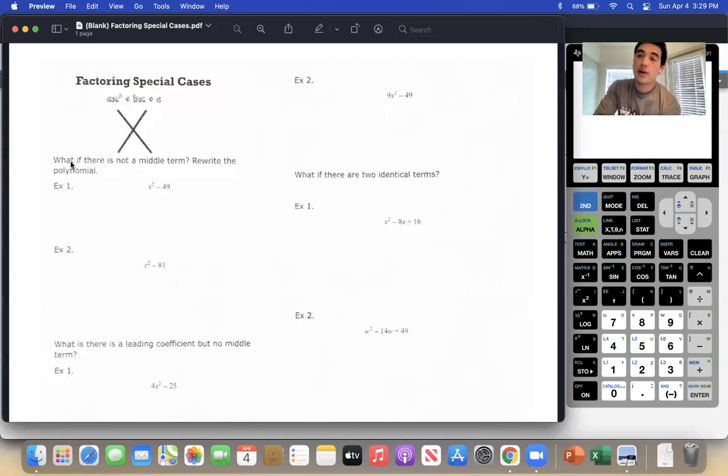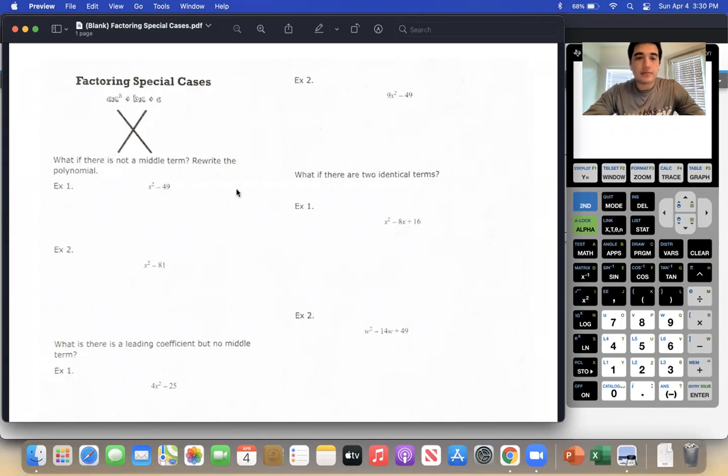term? Most of the polynomials we've been looking at have been trinomials, right? They have an x squared, an x, and then a constant. But if we look here at example one, x squared minus 49, I'm missing that middle term, the value with just the x in it. No x squared or constant, okay?